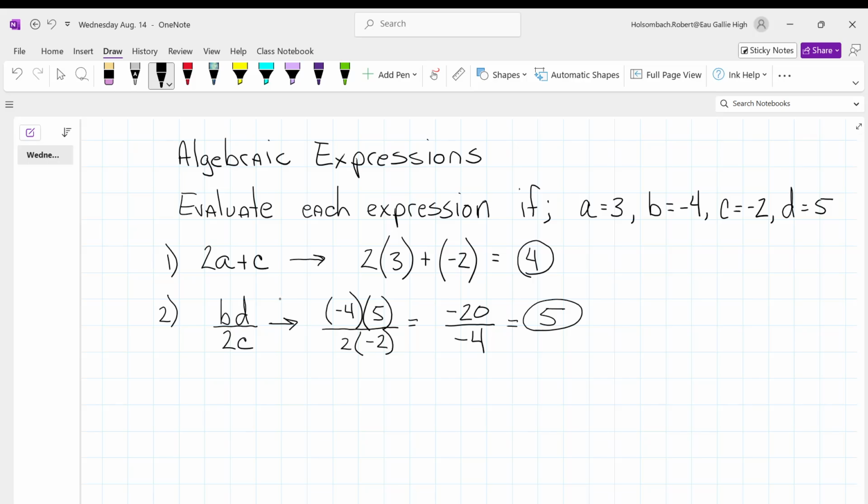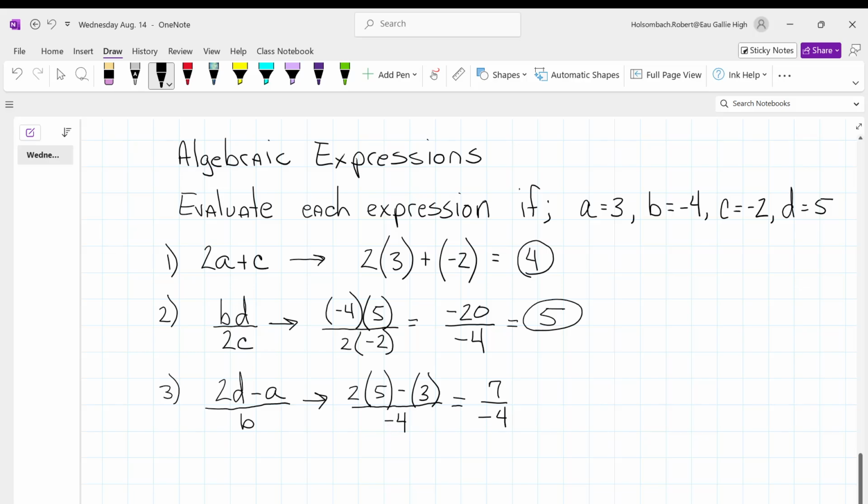And again, once you substitute the values for the variables, you can do everything in the calculator. Number 3, we got 2D minus A, and that is divided by B. When we rewrite it, that's 2 times 5 minus 3, divided by B, which is negative 4. In the numerator, 2 times 5 is 10, minus 3 is 7. Negative 4 is by itself, so it just moves over. And then this becomes negative 7 over 4.